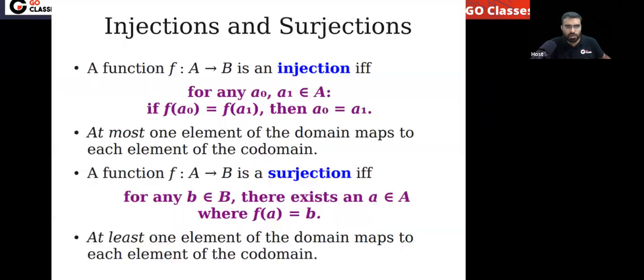Okay, so we have seen all the definitions. The definition of injection is very simple. For every two elements of the domain, if images are the same, elements must be the same. Or I can say, if you have two different elements, then their images also must be different. And surjection is very simple. For every element b of codomain, there must be some element a in the domain such that f(a) = b. So at least one element of domain maps to each element of codomain. This is the idea of surjection.